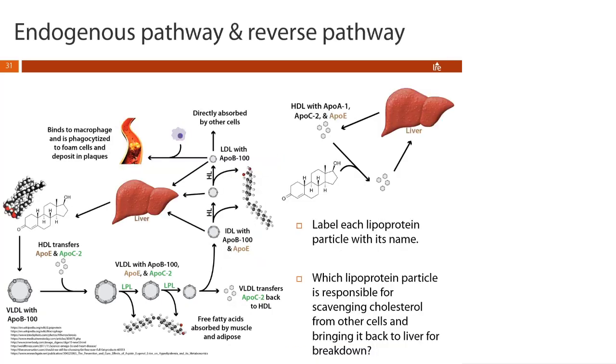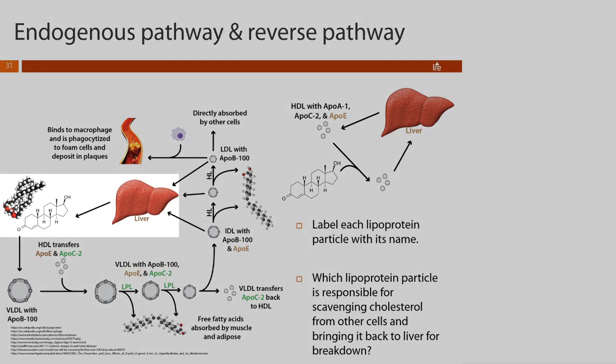Okay, so let's take a look at the endogenous pathway on the left here. Endogenous means within, so this is going to be the pathway for lipoproteins created by your body. Triglycerides and cholesterol are both going to be synthesized in hepatocytes of the liver. They're going to join with ApoB100, which performs a similar function to ApoB48. It's going to trigger the secretion process and get this lipoprotein particle into the bloodstream.